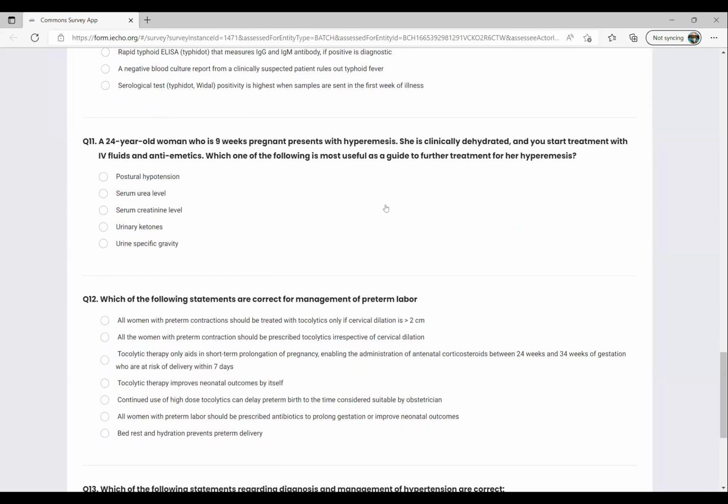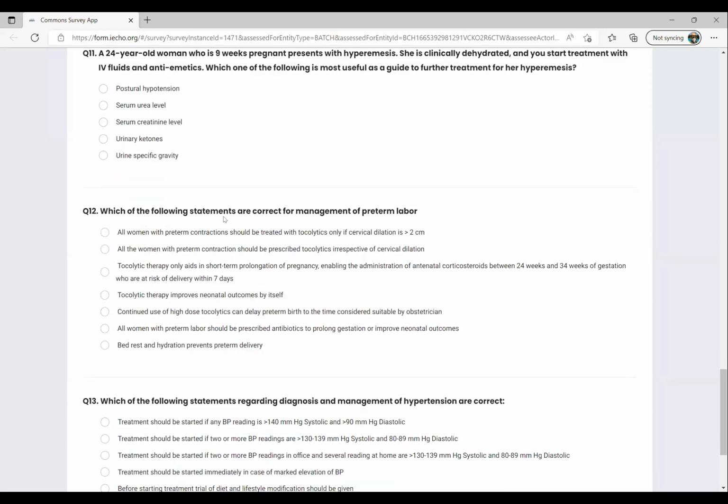Very quickly, hyperemesis means excessive vomiting, and the patient may lose weight, or there may be muscle loss. Very quickly, the patient would be dehydrated, electrolyte imbalance will happen, and ketosis may occur. So in this case, urinary ketone is the key indicator, and you need to follow up on these ketones to see what the further management should be in the woman.